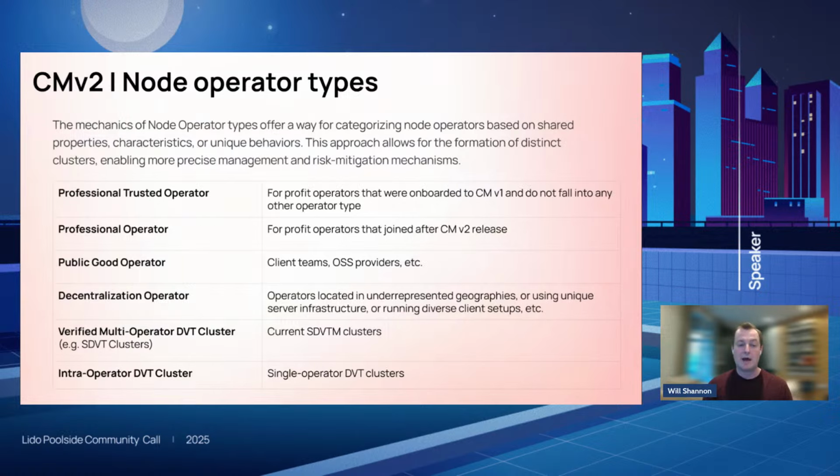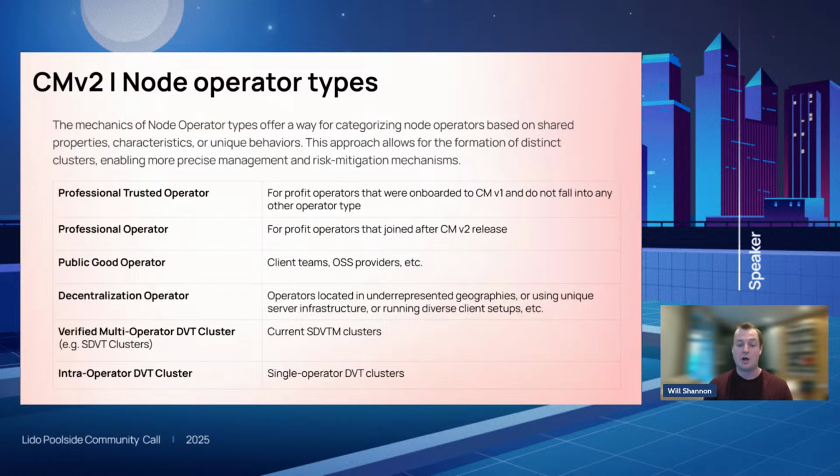This would basically allow the protocol to have a mechanism for categorizing node operators based on shared characteristics. This would allow for really interesting risk management and risk mitigation mechanisms, and also allow for ways to enfranchise support for node operators that are client teams, for example. Some of the node operator types we're considering are professional trusted node operators. These would generally be the node operators that were onboarded to CMV1.